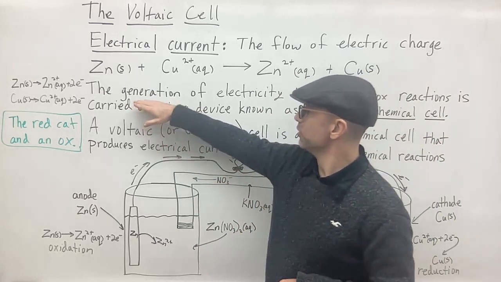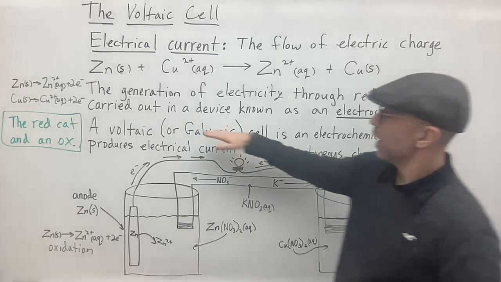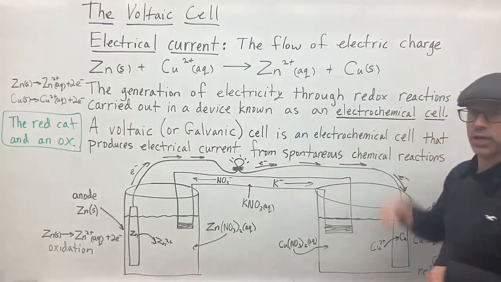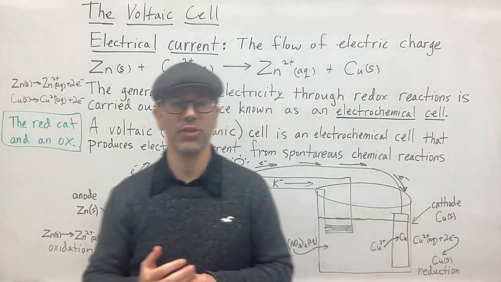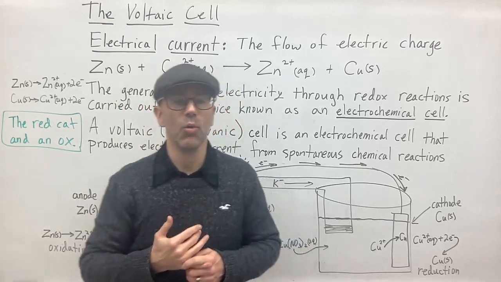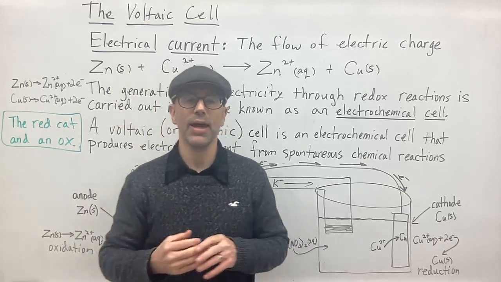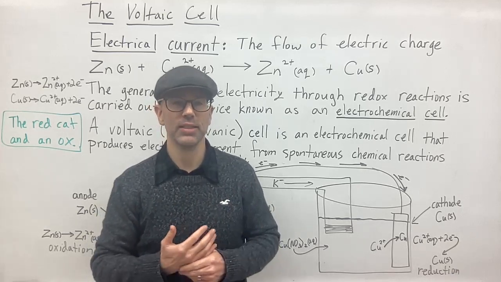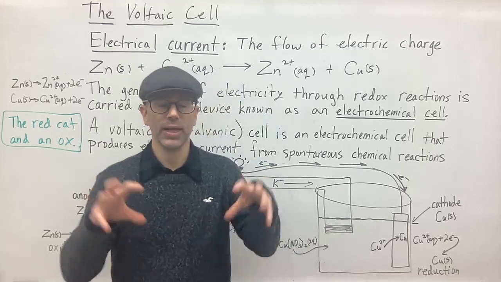The generation of electricity through redox reactions is carried out in a device known as an electrochemical cell. Now, there are two kinds of electrochemical cells. There's the galvanic or voltaic cell, which is an electrochemical cell that uses a spontaneous chemical reaction to produce an electrical current. So you're not putting any energy in.